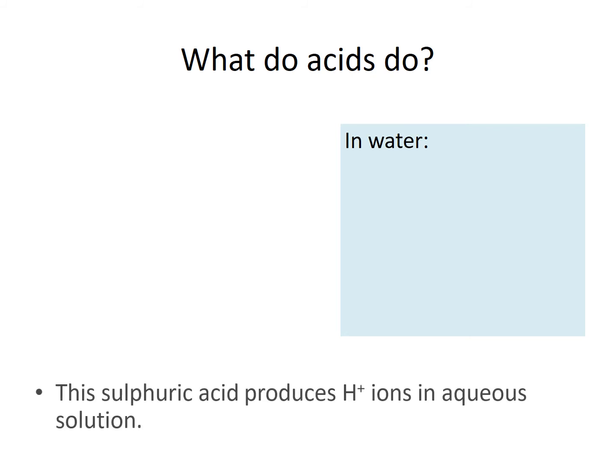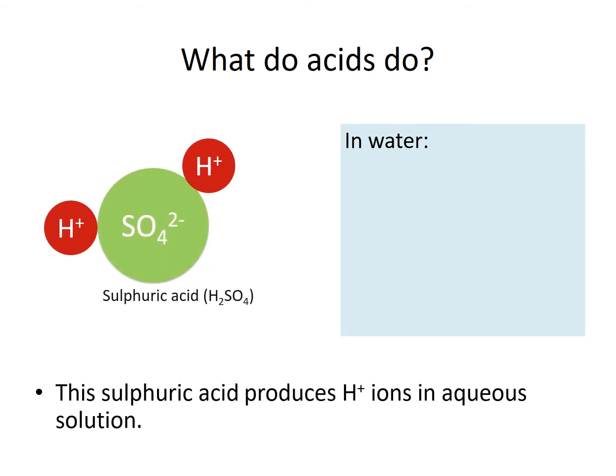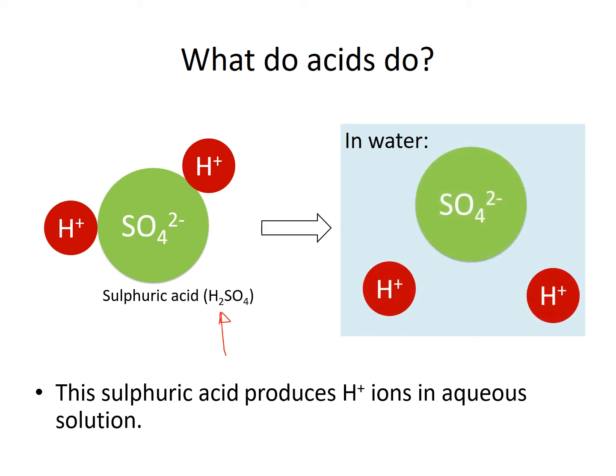And similarly, if we've got sulfuric acid, here's the diagram for sulfuric acid, and you can see in sulfuric acid, if I put an arrow here to show you in the formula, there's a little 2 after the H, which means there are 2 H+ in sulfuric acid. So if we put this sulfuric acid in water, again the H+ ions will go their separate ways. So a scientifically correct way of saying this is that this sulfuric acid produces H+ ions in aqueous solution.